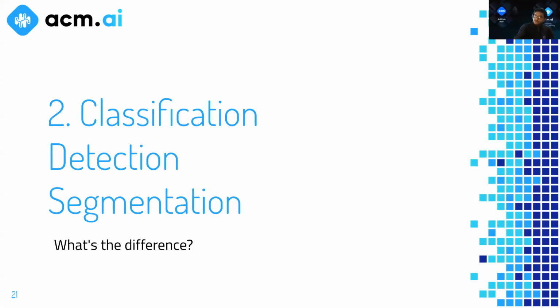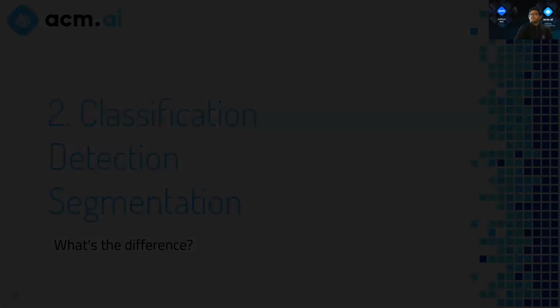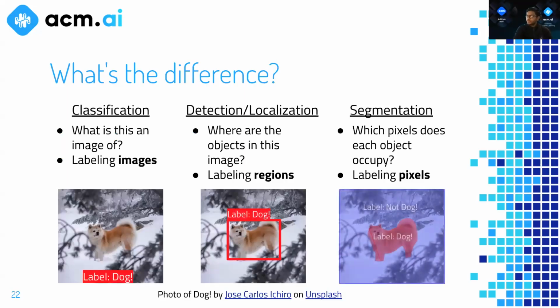All right, let's just quickly get into classification, detection, and segmentation. It shouldn't be too hard, not as crazy as 1 by 1 convolutions. This gives you a really good understanding of what classification, detection, and segmentation are. Classification, you are just labeling an image. You're saying this image is either this or this, dog or not dog, cat or not cat, and so on.